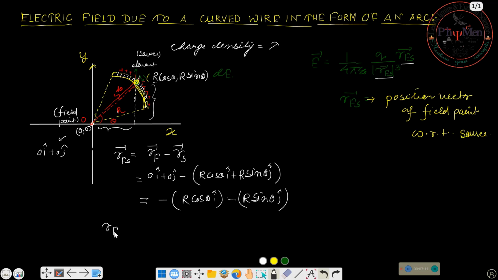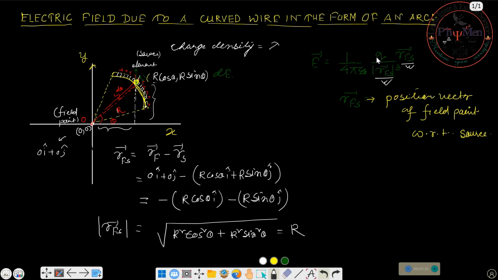Now what is the magnitude of this vector? It is root over r square cos square theta plus r square sin square theta. This will give you r. This is the distance between the field point and the source point, and it should be r.